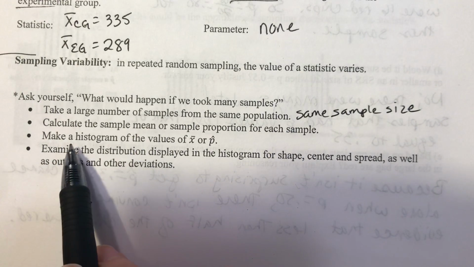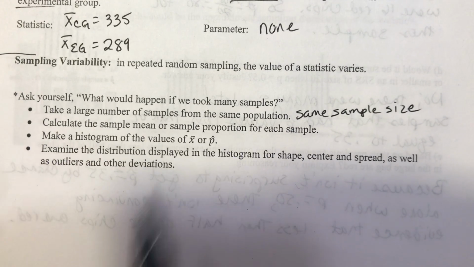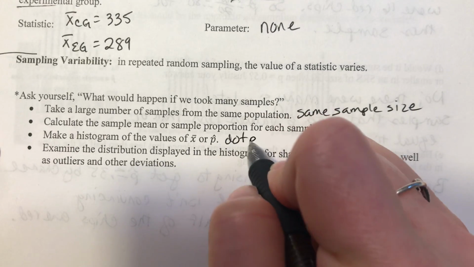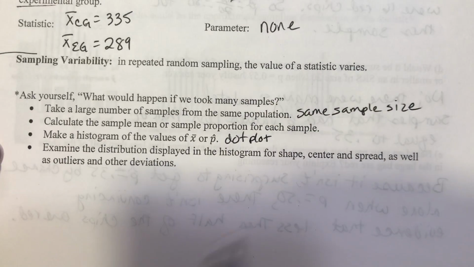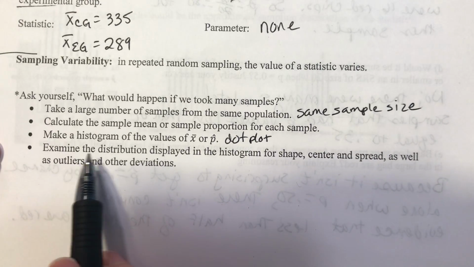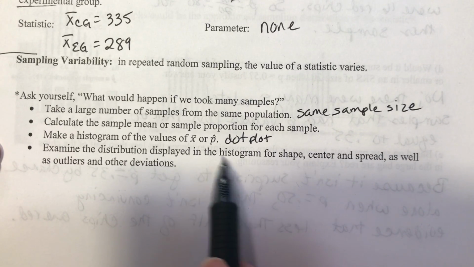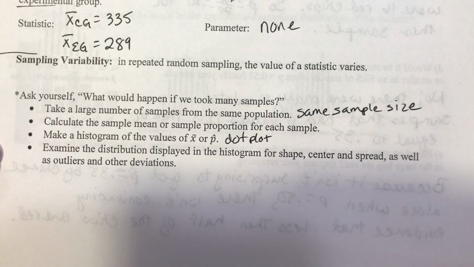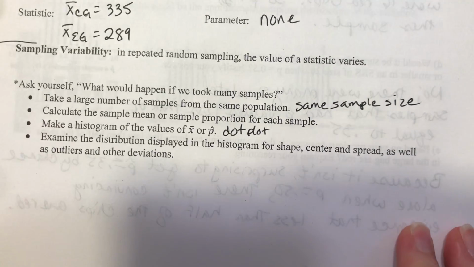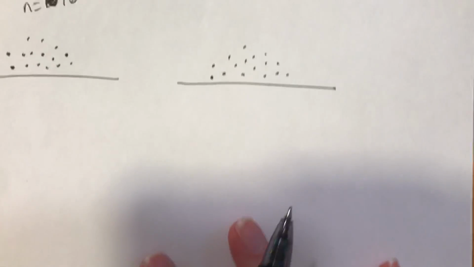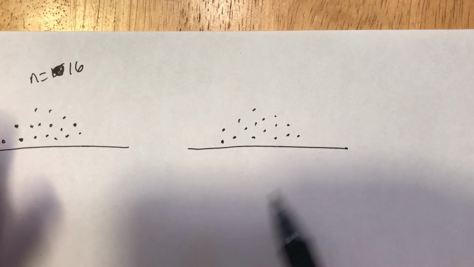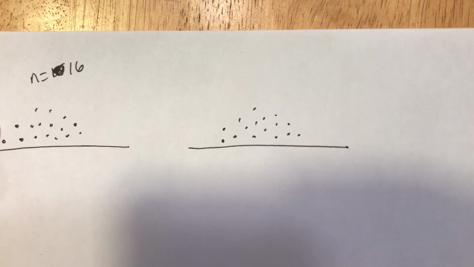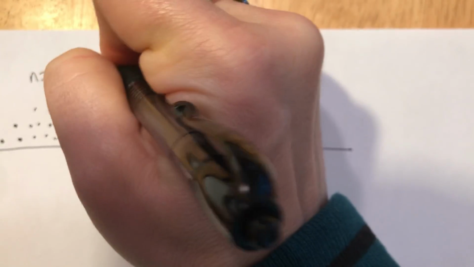Before the problem begins, it's decided if you're talking about averages or proportions. You want to make a histogram. You can also make a dot plot. They're nice and simple. And then you want to examine the distribution displayed in the histogram or dot plot for the shape, center, and spread, just like we have always done. So take a look. Right here, I've got two sample sizes, and n is 16 for both. This is 16 individuals.